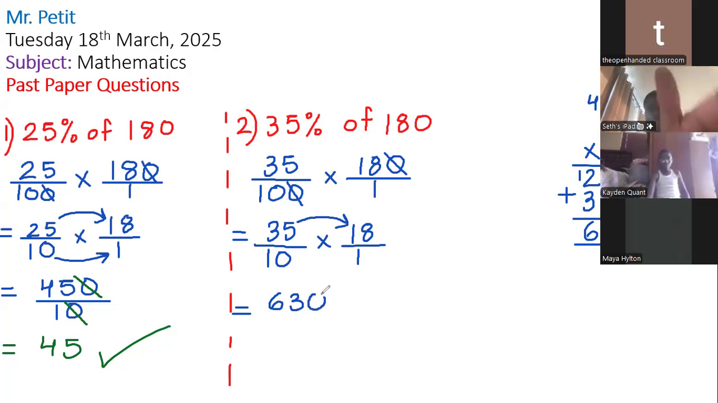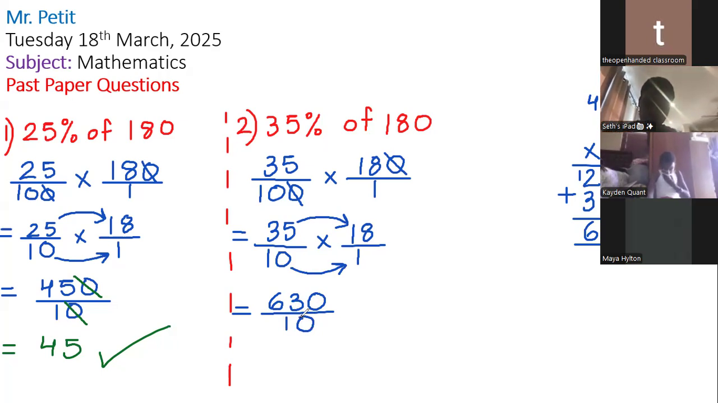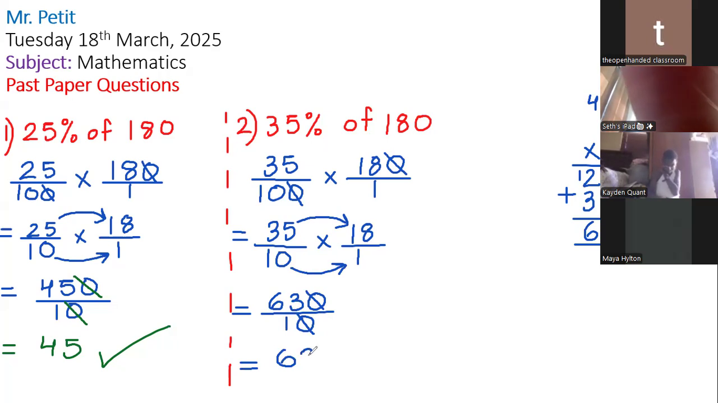So it's going to be 630 over what? 10. What do we do? 10 times 1 is going to be what? 10 times 1 is 10. Very good. Then we're going to do what? We're going to cancel, right? Cancel the zeros. Cancel this 0, and the answer is 63. And the answer is going to be equal to 63. Very good.